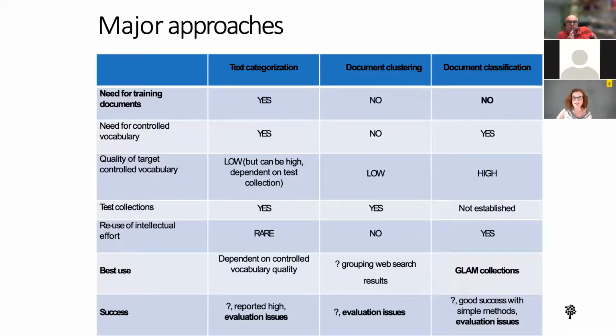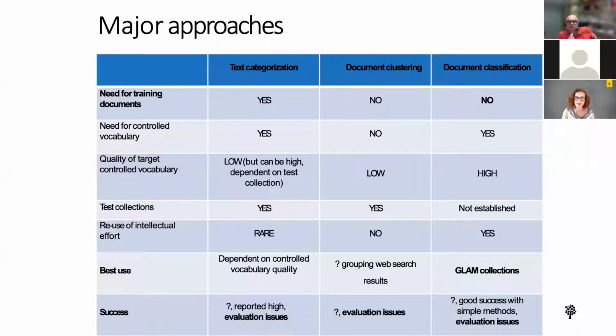So essentially, the first approach is the most common one in research, but it does require a lot of training documents, which we don't always have or often have for a large number of cases in libraries. Document clustering is the only approach that is derived indexing, and it is really considered better for other purposes, such as grouping web search results, perhaps, rather than for ensuring stable information services. But text categorization and the third approach, which is called document classification, could be useful.